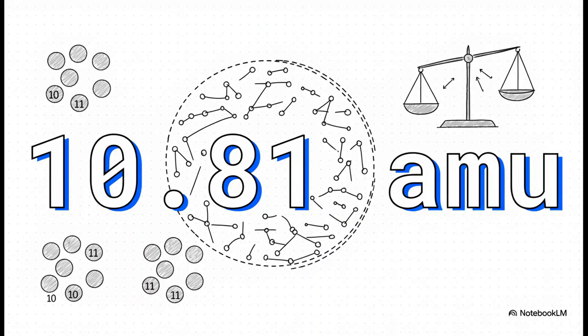And here's the really important takeaway. There isn't a single boron atom anywhere that actually weighs 10.81 AMU. It doesn't exist. An atom is either boron-10 or boron-11. That number on the chart is just the statistical average. Like saying the average family has 2.5 kids. It's a useful number, but it doesn't represent any single atom.